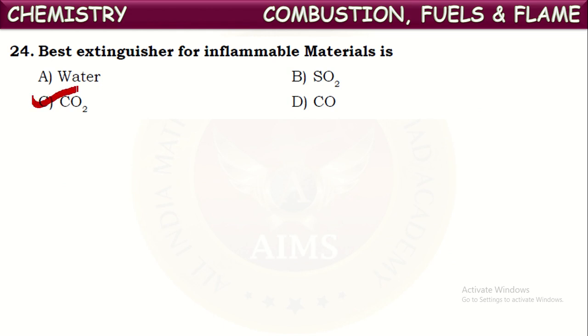Next one, the best fire extinguisher for inflammable materials is, so the best fire extinguisher is carbon dioxide. For any kind of material, we can use this carbon dioxide foam for controlling fire because it forms a blanket-like covering on the fire-causing material, and it controls the supply of oxygen to the combustible material, and hence the fire will be put off. So the best fire extinguisher among these is carbon dioxide.